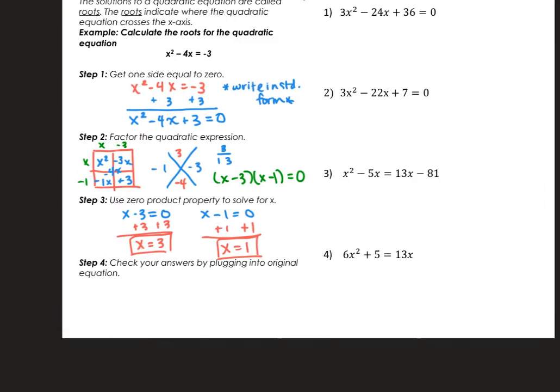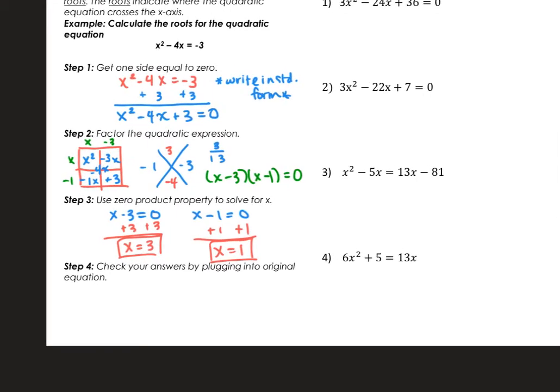All right, once we have our solutions, we should check our answer by plugging into the original equation. So remember, our original equation is x squared minus 4x equals negative 3. So now that we have our solution, we're just going to plug in 3 for x, and we're going to plug in 1 for x and see if we end up with a true statement.